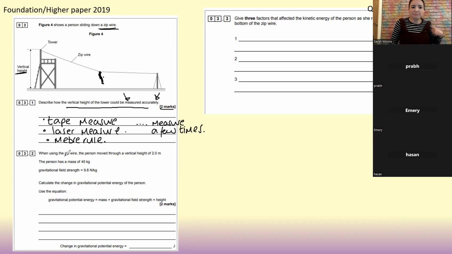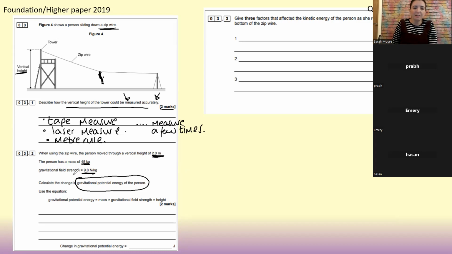Now the person using the zip wire has moved through a height of 2 meters. So there's a number, I'm going to underline it. The person has a mass of 45 kilograms. The gravitational field strength is 9.8. Already you might be thinking, this is about gravitational potential energy. And indeed it is. We need to calculate the gravitational potential energy of the person.